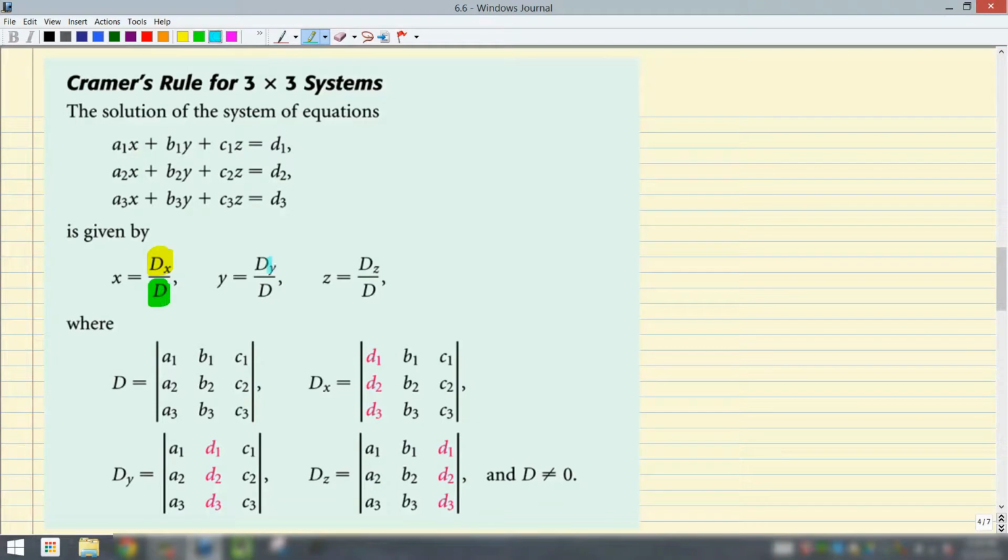Then you're going to find the determinant of the y matrix and divide that by the determinant of the coefficient matrix. And then you're going to find the determinant of the z matrix and divide that by the determinant of the coefficient matrix. This is your determinant of the coefficient matrix. For the x matrix, you're going to replace the x column with the coefficient column. For the y matrix, you're going to replace the y column with the coefficient.